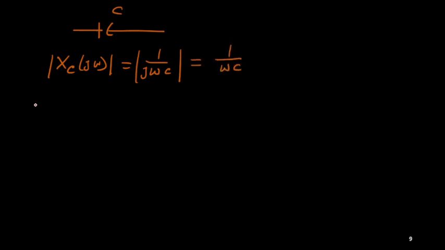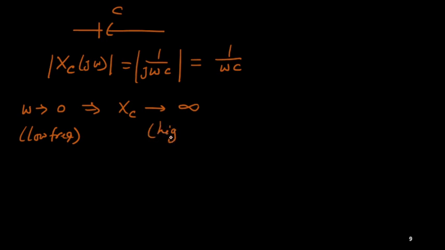Now you can see that when omega tends to 0, what is the XC? XC is becoming infinite. What is the meaning of this? The capacitor will provide infinite impedance at low frequency, close to DC. For low frequency, the capacitor will provide very high impedance.